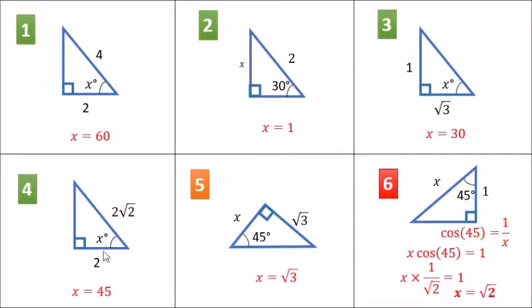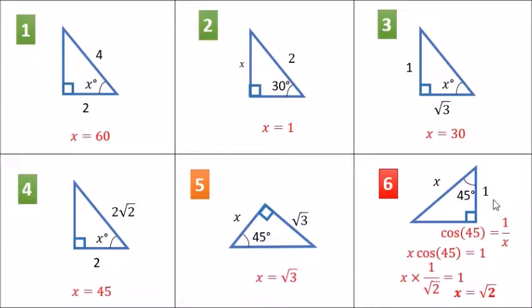So cos x is equal to 1 over root 2. Now cos of 45 is equal to 1 over root 2, so x has to equal 45. For question 5, we have tan 45 is equal to root 3 over x. Now this is trickier because we have x as the denominator of our fraction. If we multiply it through by x, we get x tan 45 is equal to root 3. Now tan 45 is 1, so x times 1 is equal to root 3, therefore x has to equal root 3.